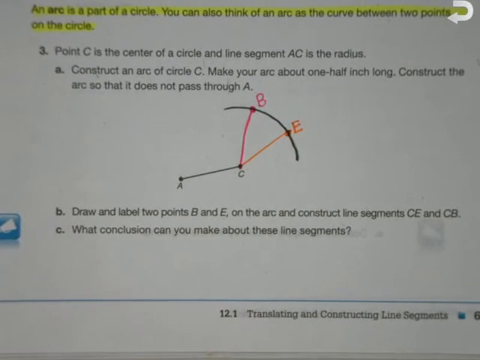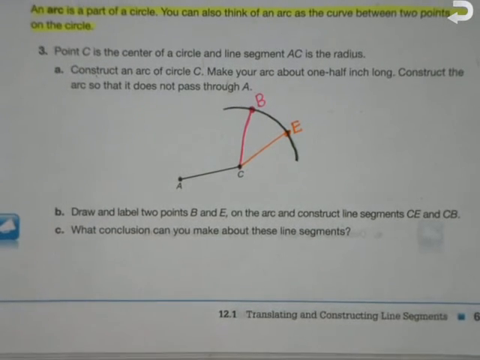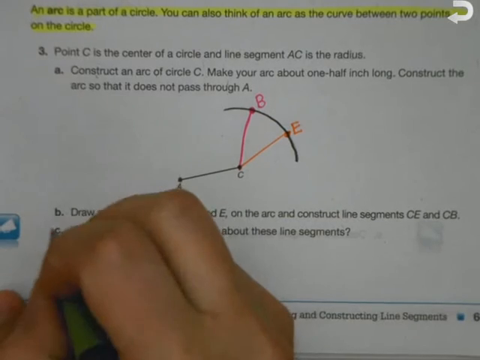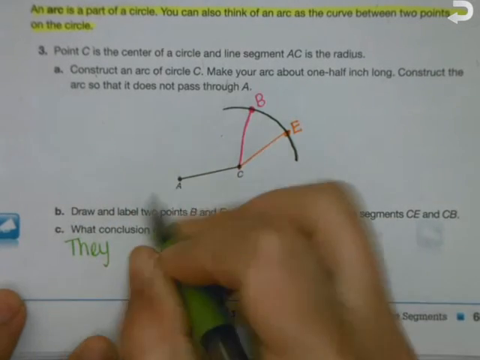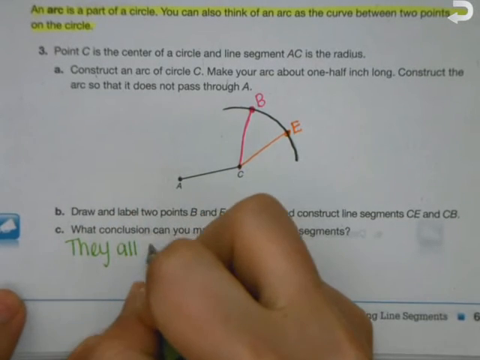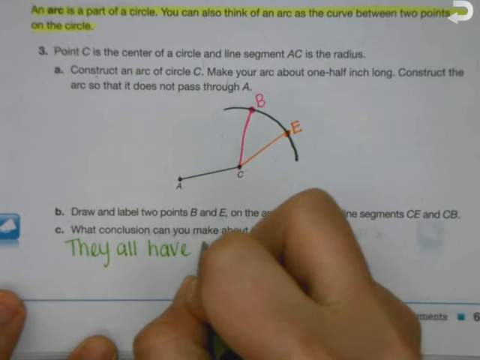Will you please turn to your neighbor right now and tell them what you wrote for part C? Amanda, what conclusion did you guys make? They all have the same length. How many of you got that they all have the same length? Who can explain to me why they all have the same length? Because it's the same length as AC.